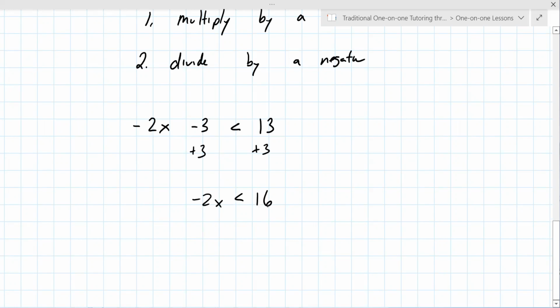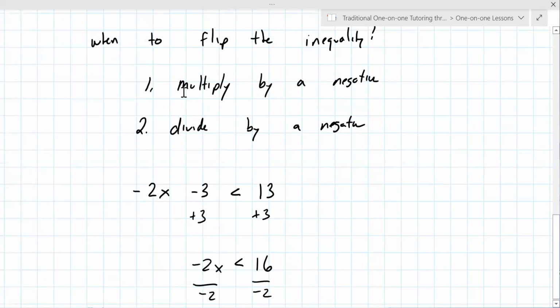16. Okay, now what do you divide both sides by? What do you divide both sides by? So what you need to divide both sides by is negative 2. Now, let's go back up to our notes here. Are you multiplying by a negative or dividing by a negative? Dividing. So what do you do to the inequality?